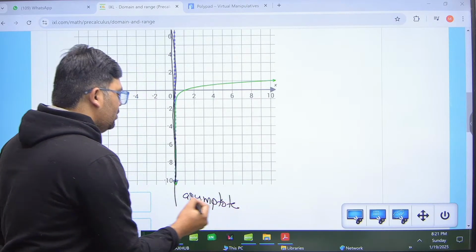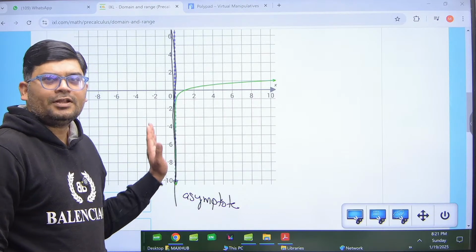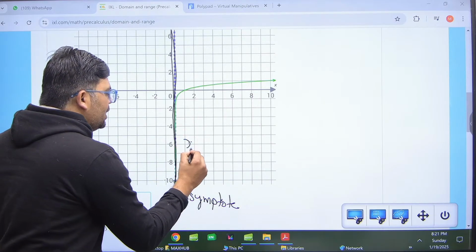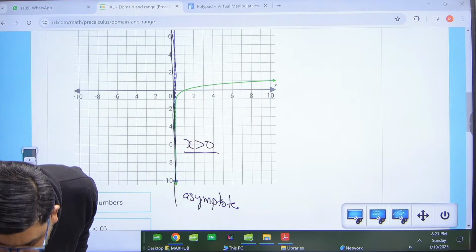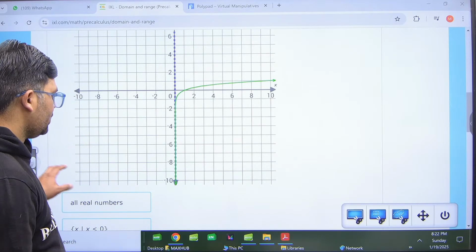Okay. So the graph exists after this only. So you will say it is x is greater than 0. Understood? Yeah. Okay.